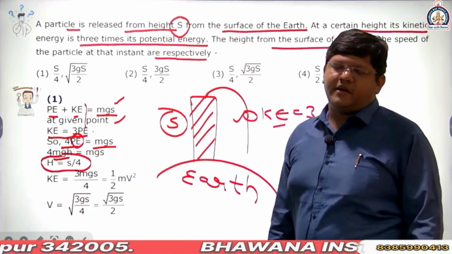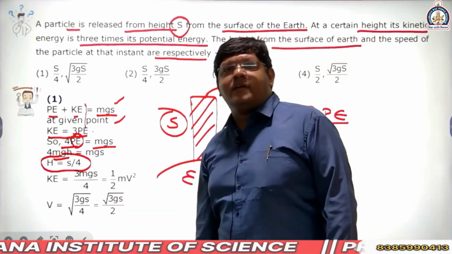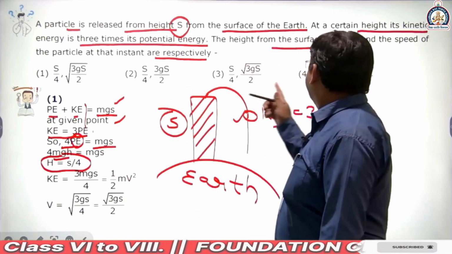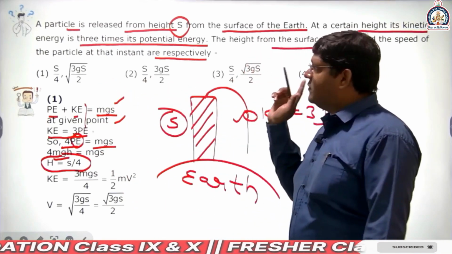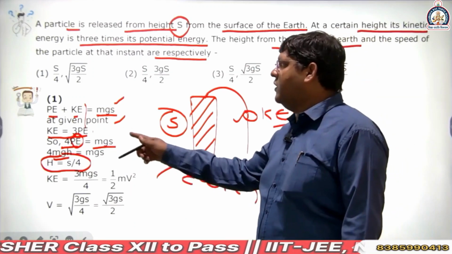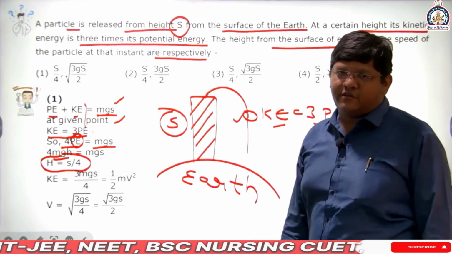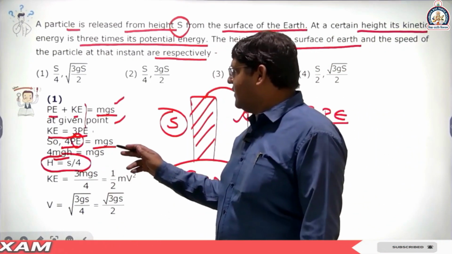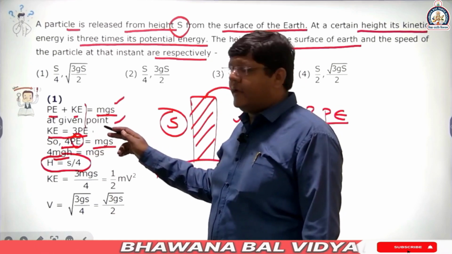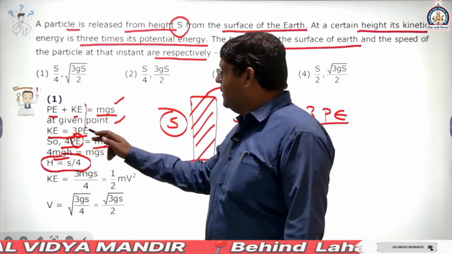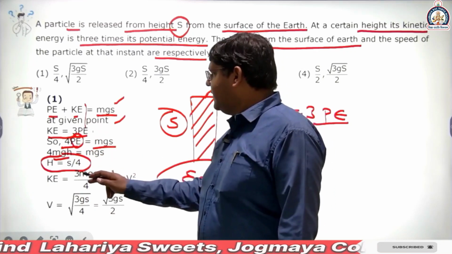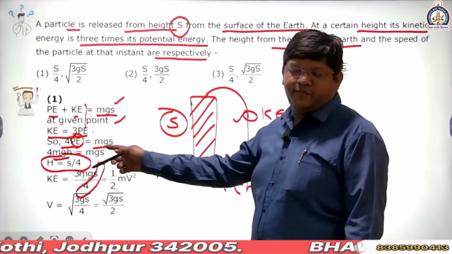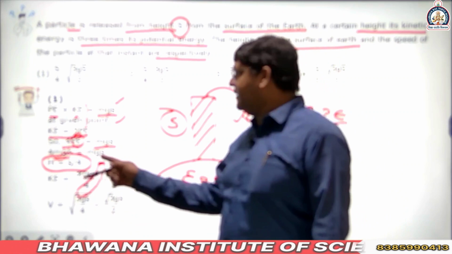The first part of the question is solved, in which we had to calculate the value of height at which this condition exists. The first option, s by 4. On observing, I see options 1, 2, 3 are correct according to s by 4. Now I have to calculate the value of velocity. For velocity, we use the concept of kinetic energy. As we all know, the value of kinetic energy is 3PE. PE means potential energy. The value of potential energy is mgh. For h we put s by 4 because we have solved that the height at which the condition exists is s by 4.